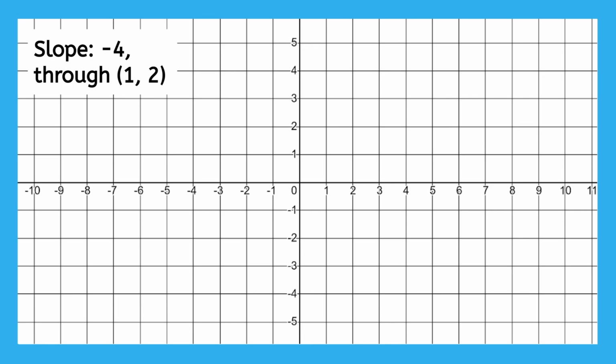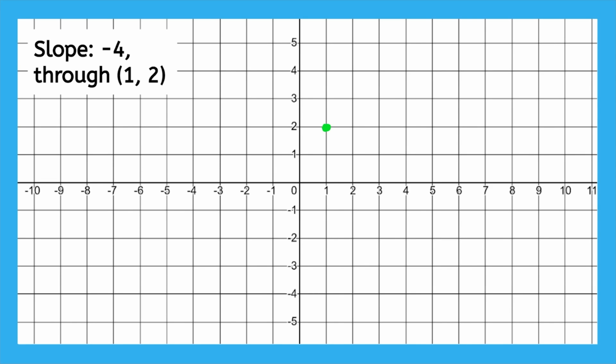This time we'll have to graph the first point ourselves. The line has to go through 1, 2, so we'll just graph that here. Then the slope is -4. Wait a second, is that the rise or the run? Where's the second number? Oh, well, remember, any number can be turned into a fraction by putting it over 1.